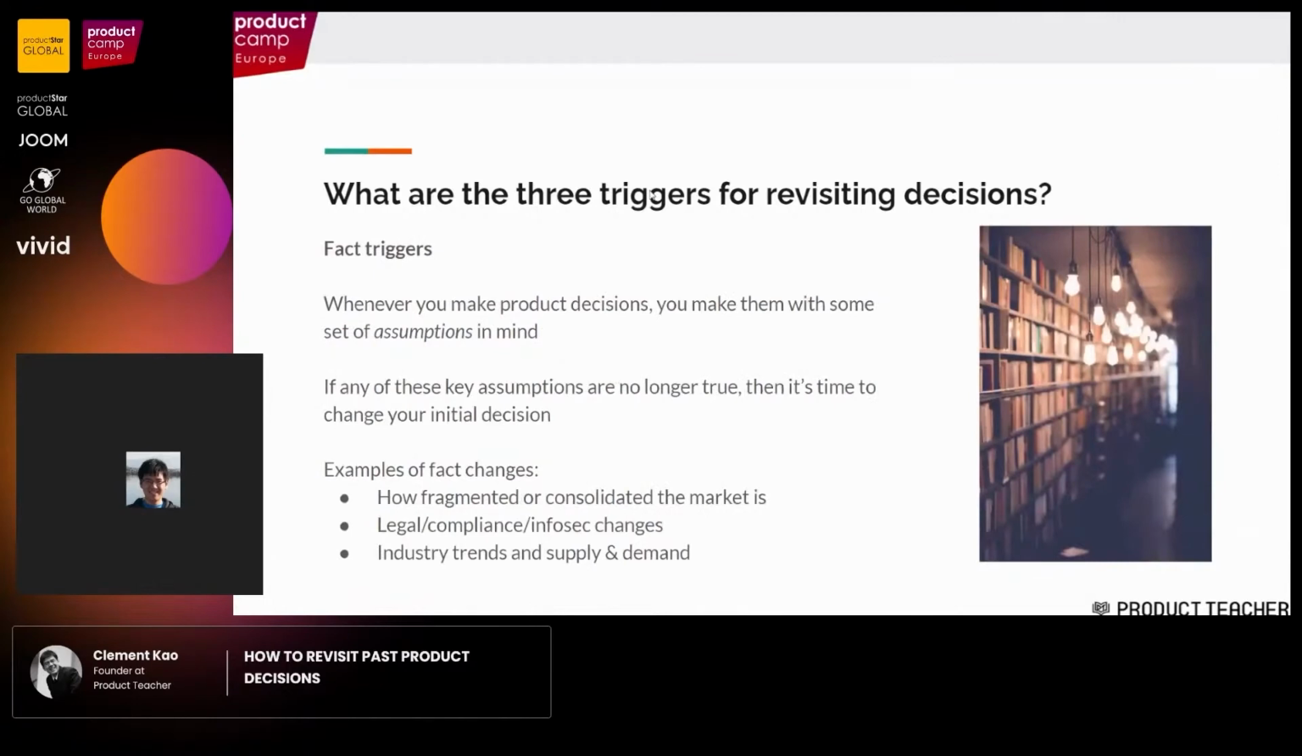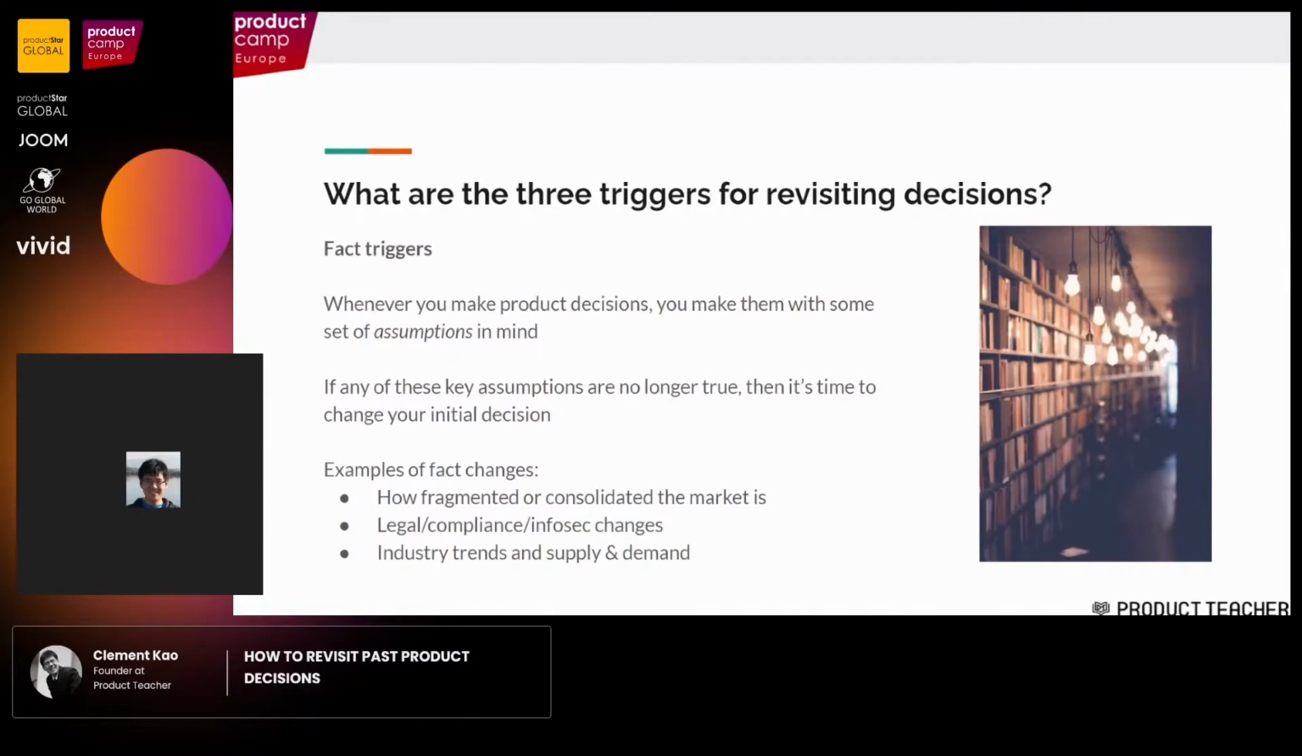And then the final one is what I like to call fact triggers, where you may not be able to actually see the behavior within your product itself, no matter how many different metrics you implement, but something has changed about the environment. Something has changed about your customers.